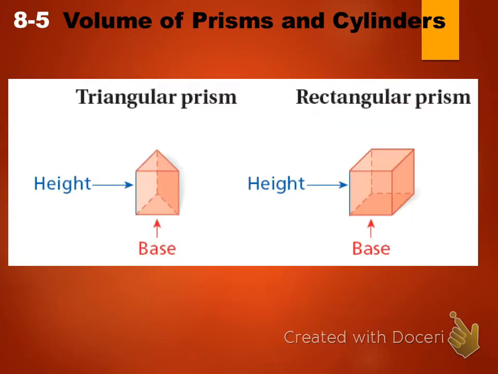There are two different kinds of prisms that we're going to be looking at today. The first is a triangular prism, where the triangle is the base of the prism, and the second is a rectangular prism, where a rectangle is the base of the prism.